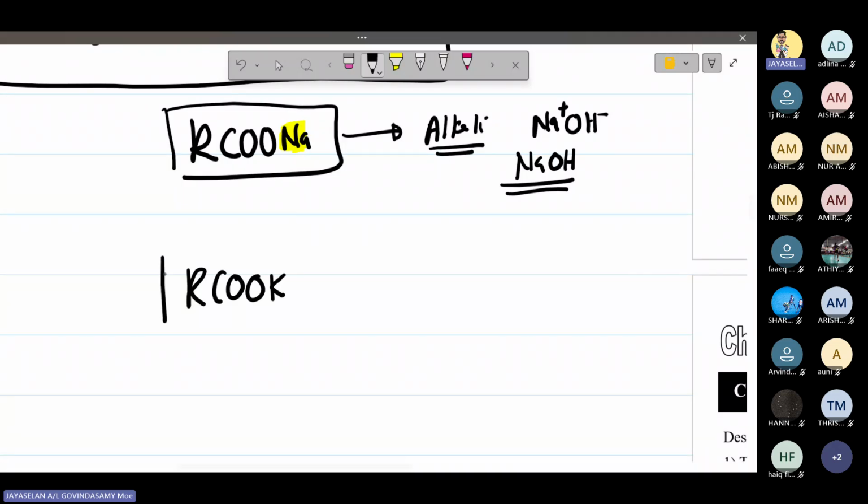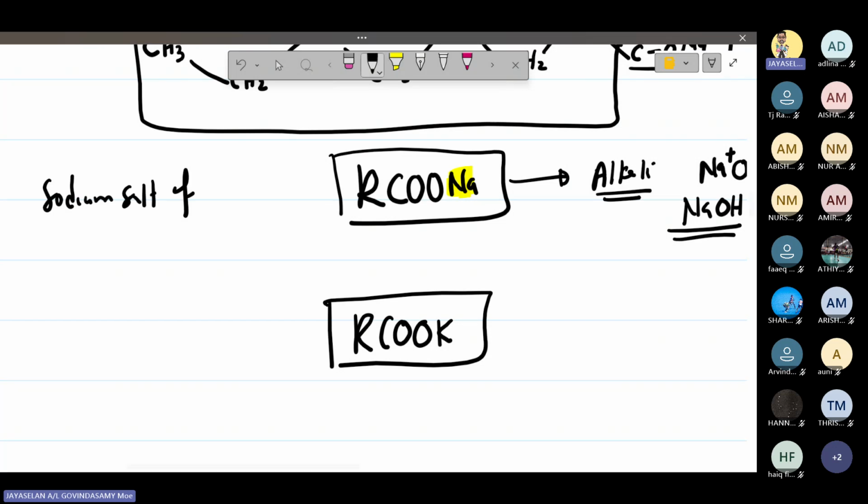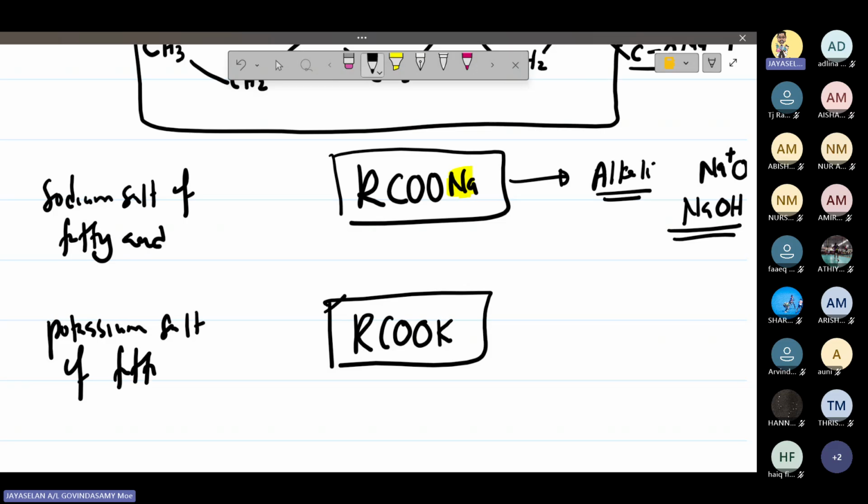RCOOK. This soap is called the potassium salt of fatty acid. This soap is known as the sodium salt of fatty acid. This soap is known as the potassium salt of fatty acid. Any question?